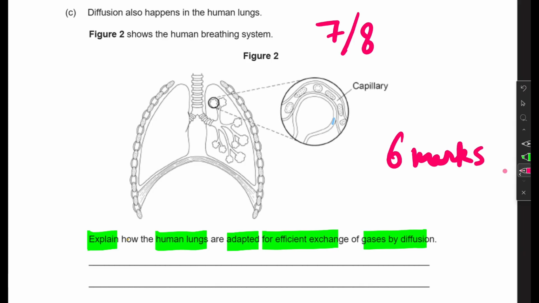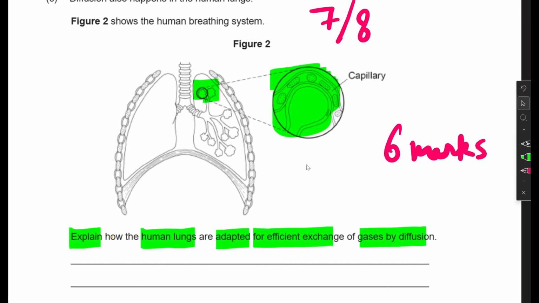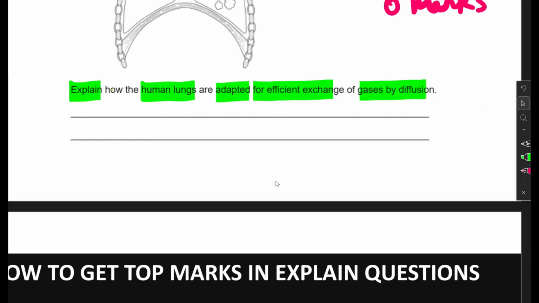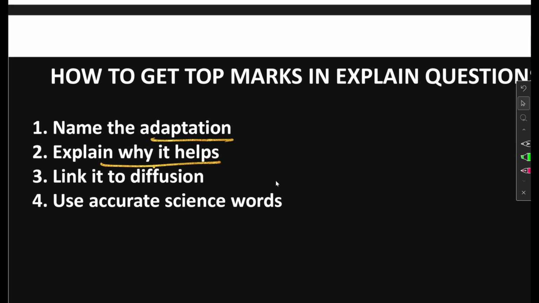And I want you to always remember to analyze the picture given. Look at the picture and the information on the picture which has been given. It's always very important to look at it carefully. You can see the capillary here, and you can see the thin walls of capillaries here. You can see red blood cells here, and good blood supply. So now we're going to link and think about how to answer this question.